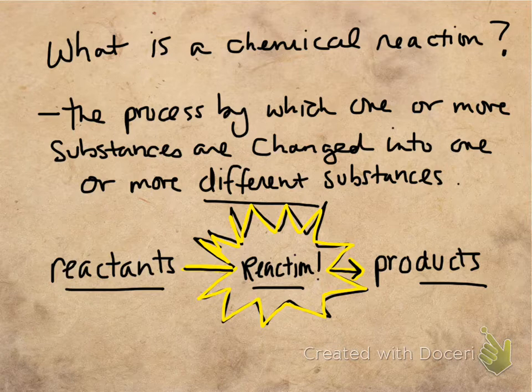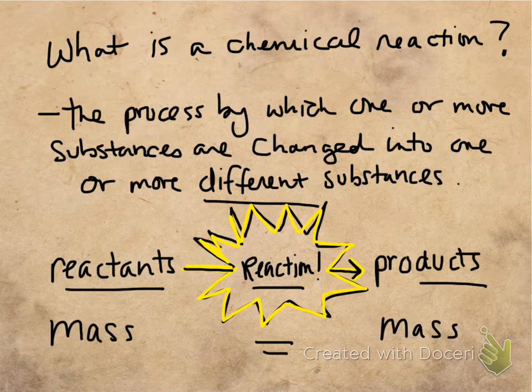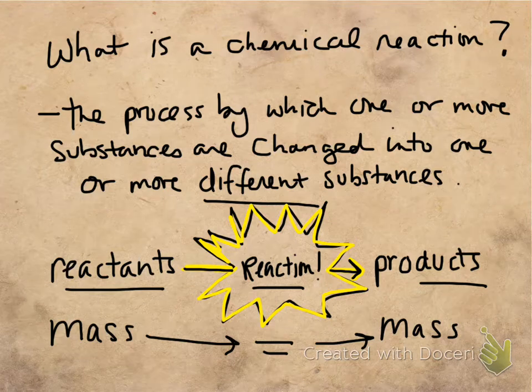The big important thing to know is that the mass of the reactants must be equal to the mass of the products. There's just no way around this. It's the conservation of mass. We can't create or destroy matter, so the mass of the reactants must always equal the mass of the products.